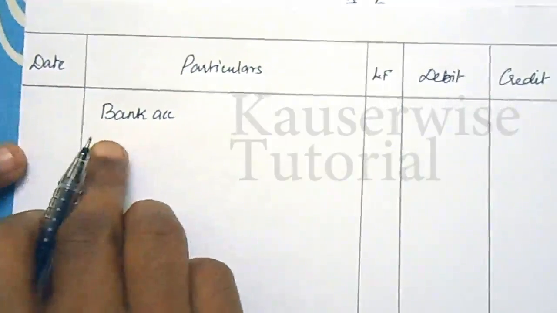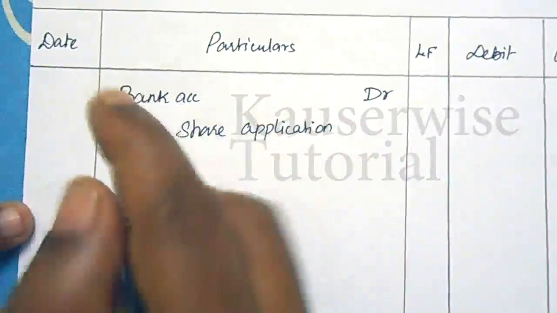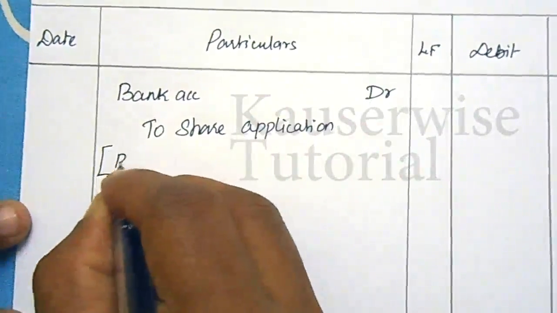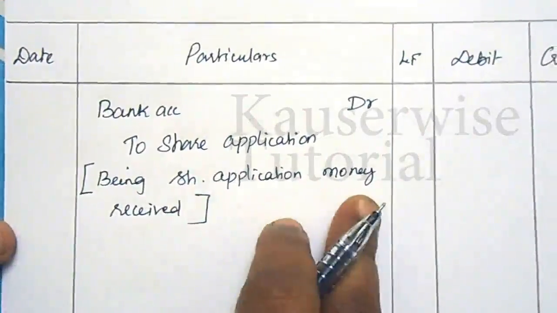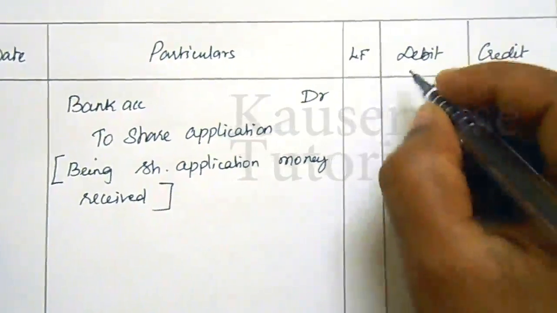Entry for the transaction is bank account debit to share application. That is application money received. You have to write the narration. Being share application money received. How much? 10,000 into 3 rupees, no, 30,000.